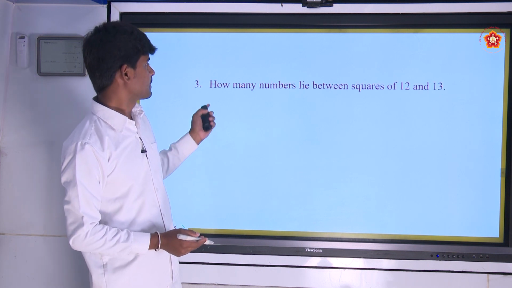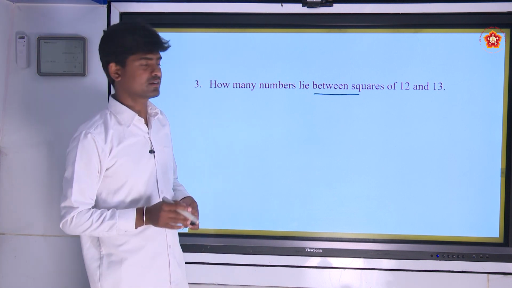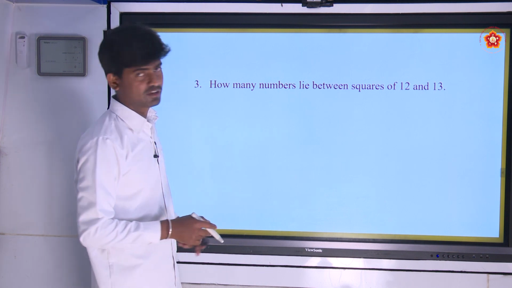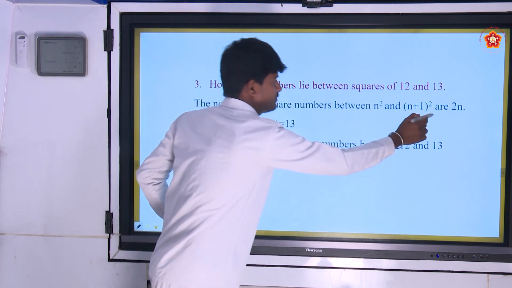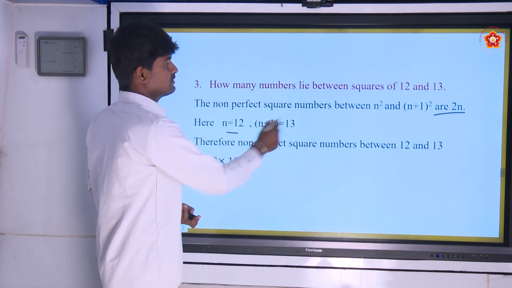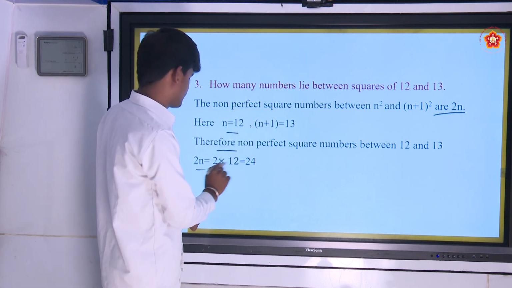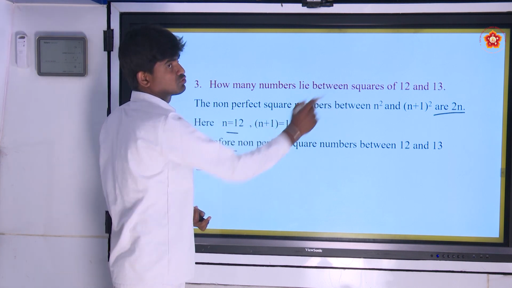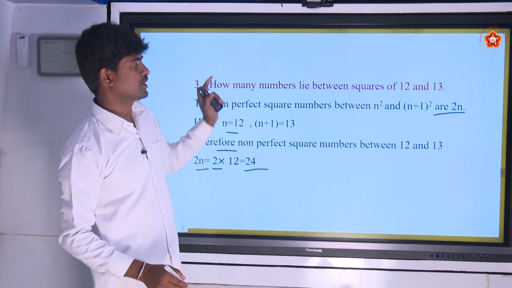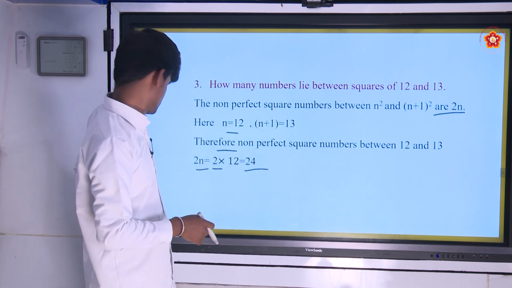The next question is: how many numbers lie between the squares of 12 and 13, or how many non-perfect squares lie between 12 and 13? We know the general formula, that is 2n. The non-perfect squares between n square and n plus 1 square is 2n. Here n is equal to 12, n plus 1 is equal to 13. So we substitute in the formula 2n: 2 into 12, that is equal to 24. 24 non-perfect squares lie between the squares of 12 and 13.